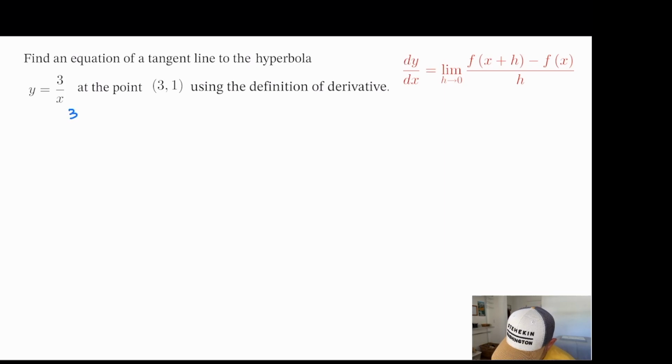So we have 3 over x plus h. Then it asks us to subtract f of x. Well, f of x is your function. So I'm going to subtract 3 over x. Place everything over h. And we have the limit as h goes to 0.